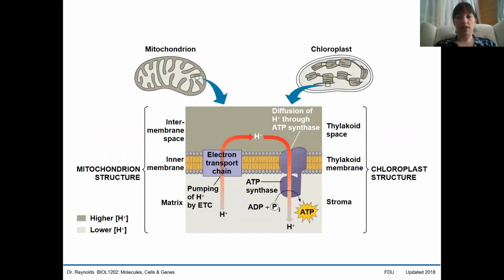You might have noticed that this process is very similar to the process by which we're actually creating ATP in cellular respiration. The source of electrons is different. The source of energy is different. The actual names of spaces is a little bit different. But ultimately, these two are very similar.